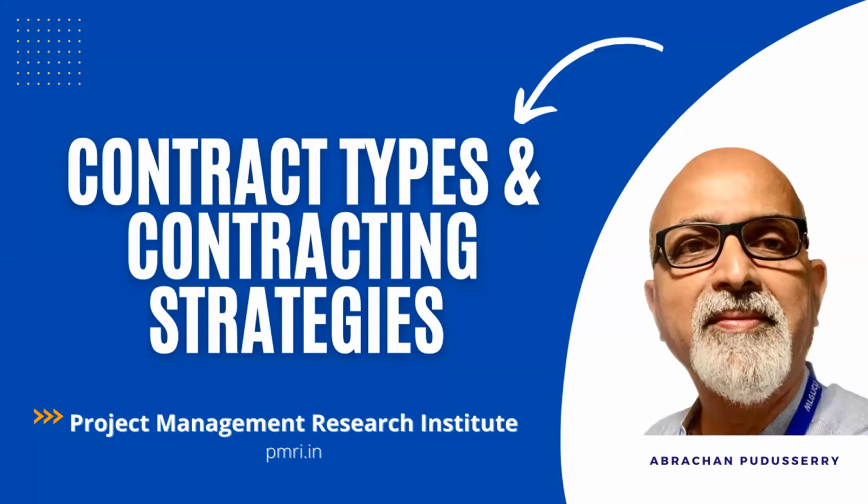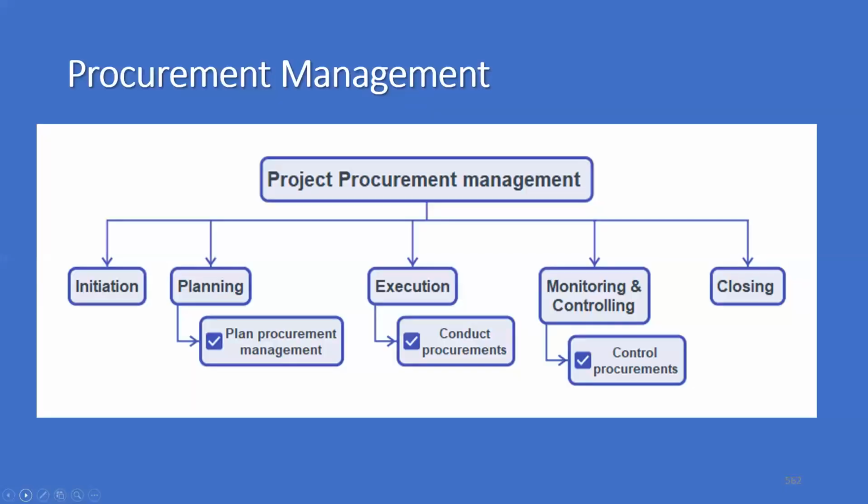In this lesson, we will discuss the different contract types and contracting strategies. Now, here we have the project phases: project initiation, project planning, project execution, monitoring and controlling, and closing. And during the planning phase, we plan the procurement management. We create a procurement management plan during the planning phase.